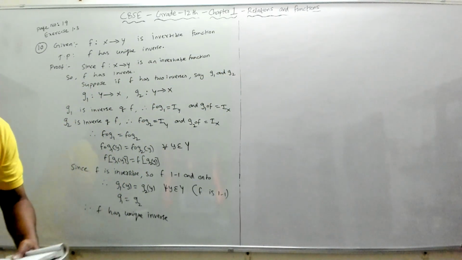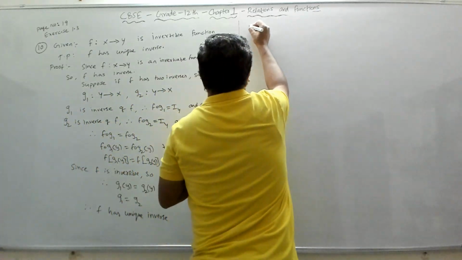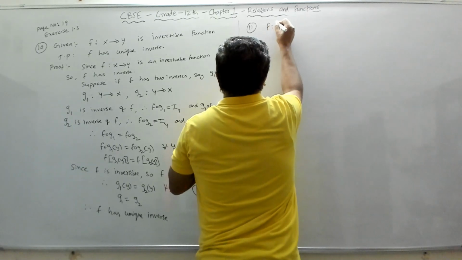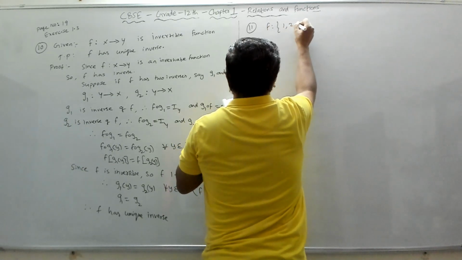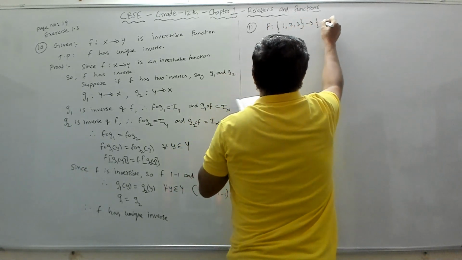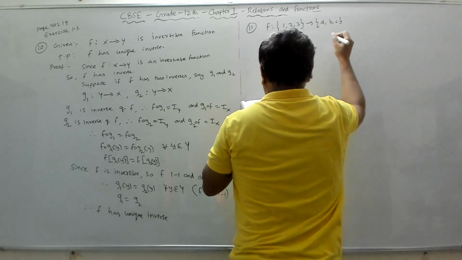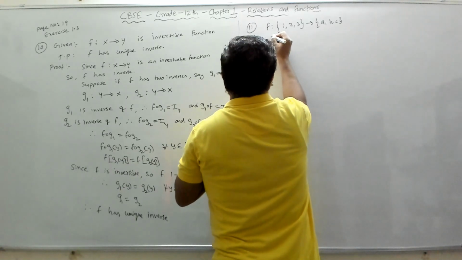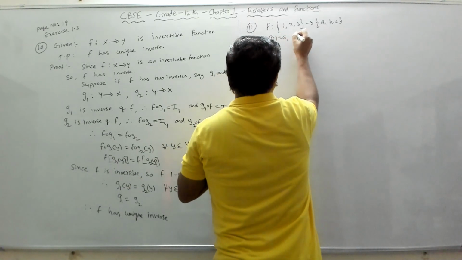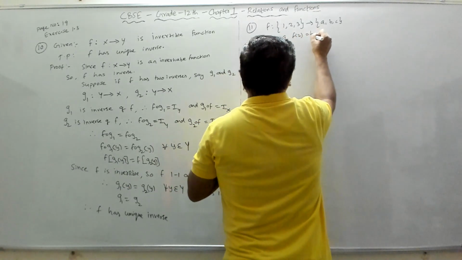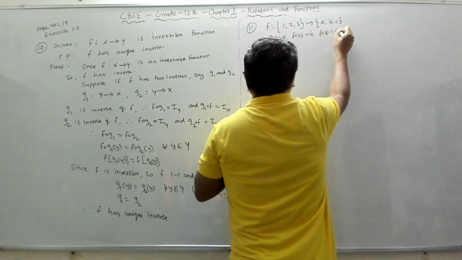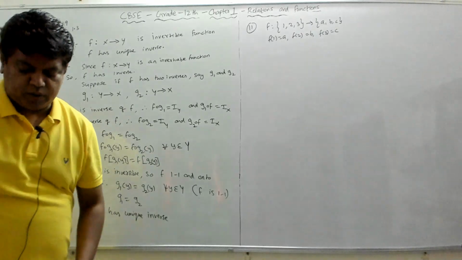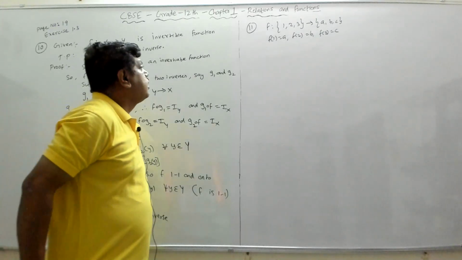Now the next one is the 11th problem. So the 11th problem is, so what is given? It says f is a function from the set {1, 2, 3} to {A, B, C}. Fine. And then it is defined as f of 1 equal to A, f of 2 equal to B, f of 3 equal to C. That's how f is defined. And we have to find f inverse. So what we should do? We have to find f inverse.